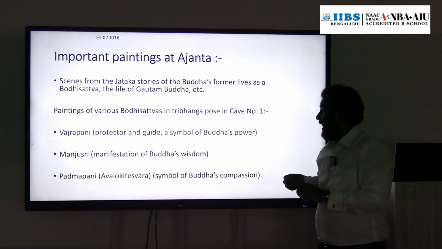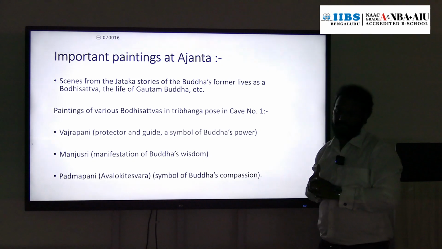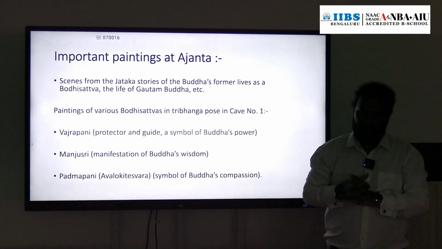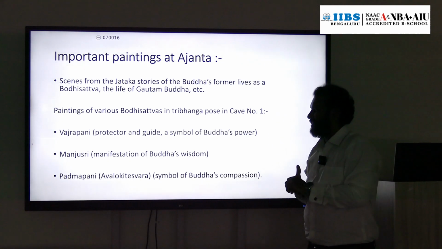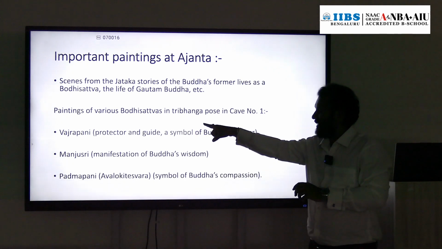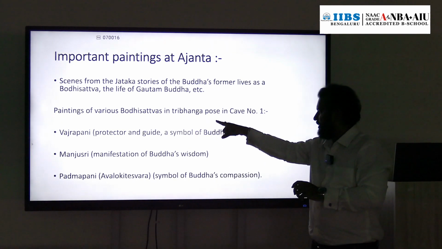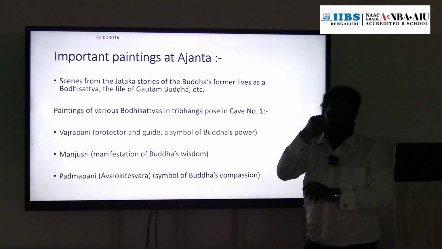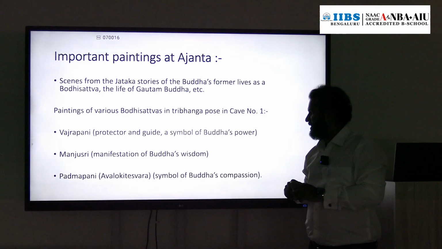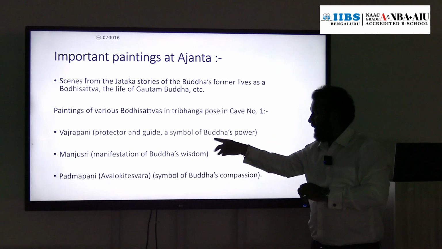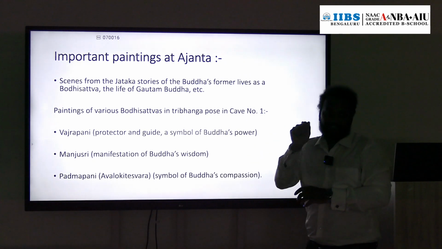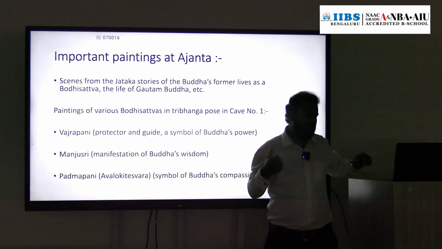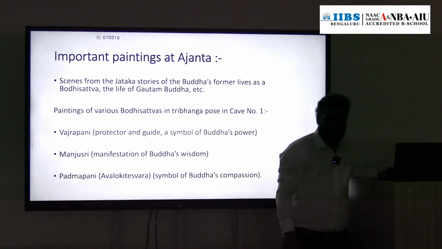So that is there, and paintings of Bodhisattvas were also present in Tribhanga posture. Tribhanga, I hope you know, body with 3 bends. So in that posture there were paintings of Bodhisattvas. Which Bodhisattvas? Vajrapani, the symbol of Buddha's power, who is holding the thunder. Then Manjushri, regarding Buddha's wisdom. Padmapani, lotus, which depicts Buddha's compassion. So these Bodhisattvas were present.